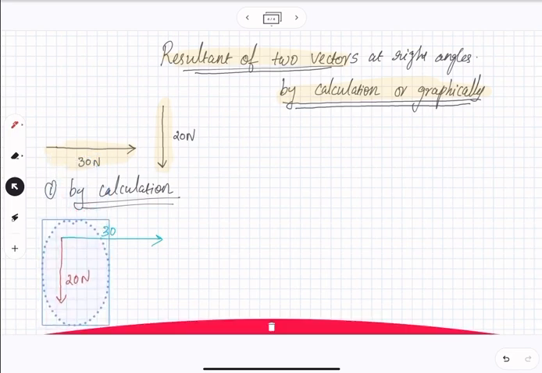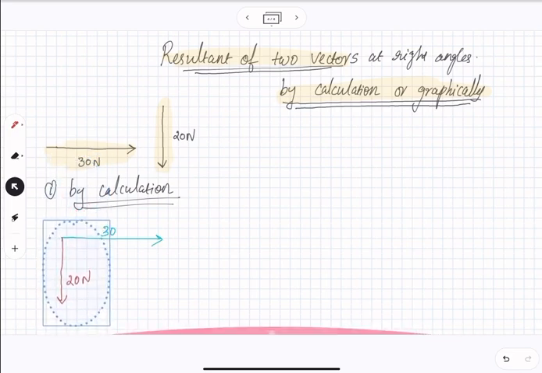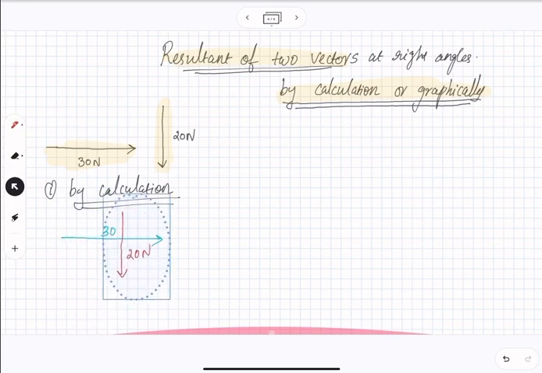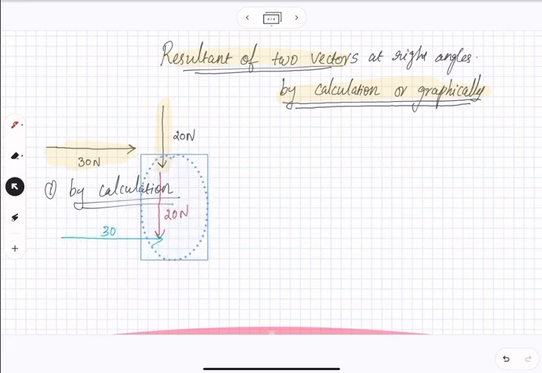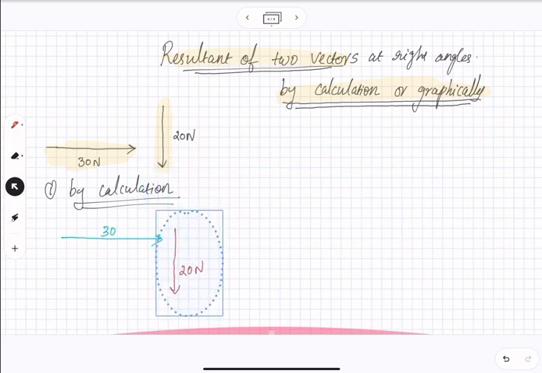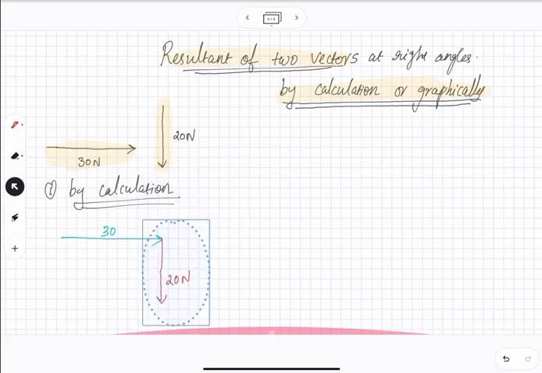I should not draw here because tail and tail are touching. That is not a proper way. I also cannot draw where head and head are touching. That is also wrong. When you redraw, the head and tail should connect. So this is one correct method.